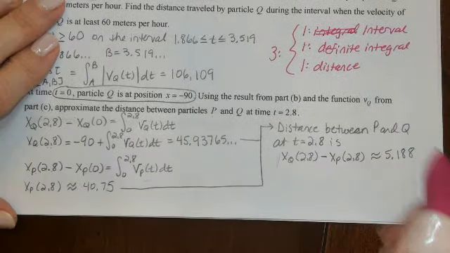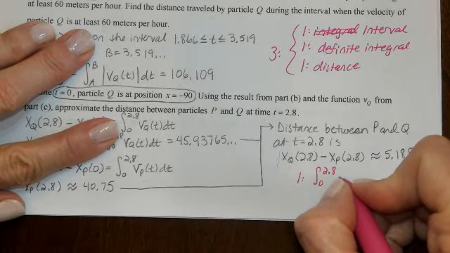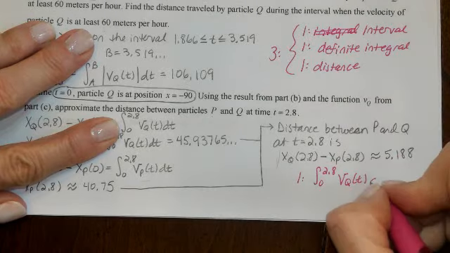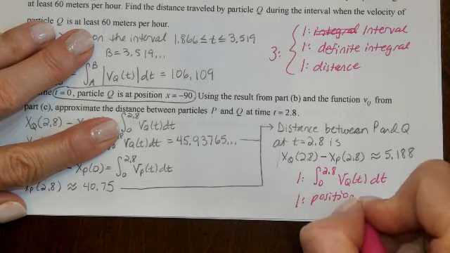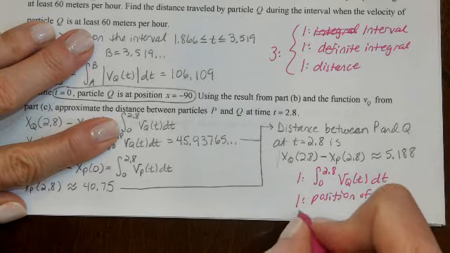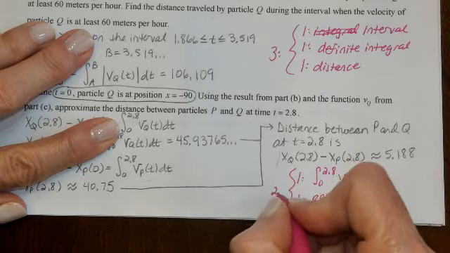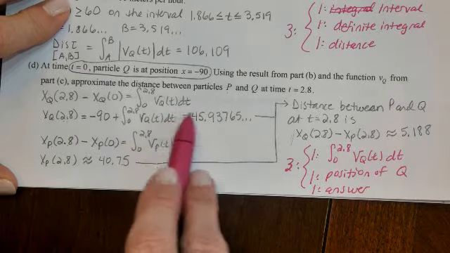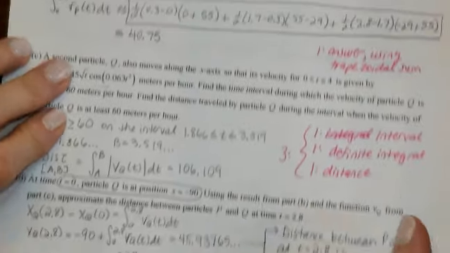And then lastly in part D, they awarded 1 point for the integral from 0 to 2.8 of the velocity of Q. One point for the position of particle Q, and 1 point for the answer. So, 3. A lot of their focus here, therefore, was on particle Q. Okay? All right, that's it. You can try the rest on your own, and let me know when you have any questions.